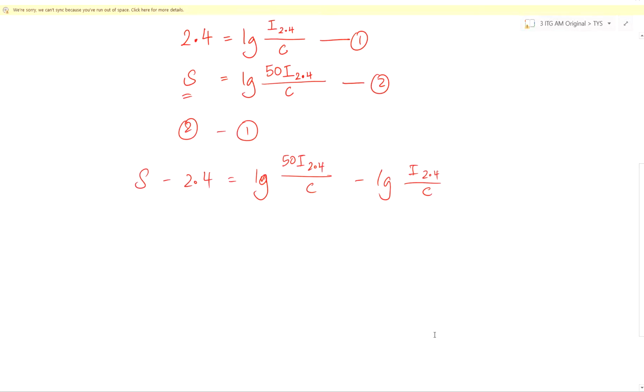So because when we are doing subtraction of logarithms, they can be combined together. So we have 50i 2.4 over c divided by I 2.4 over c, which we know that this can be replaced by multiplication, and we flip over I 2.4.